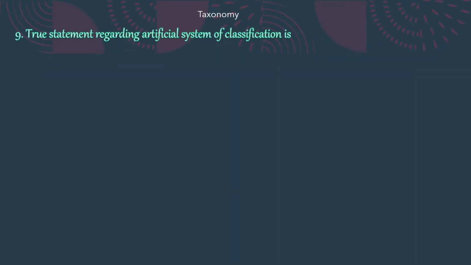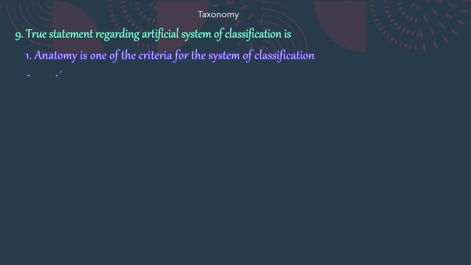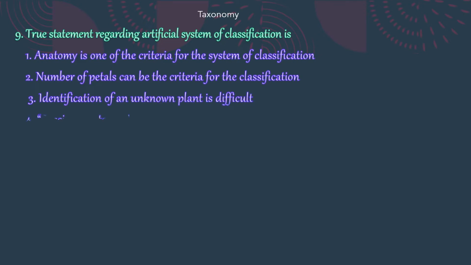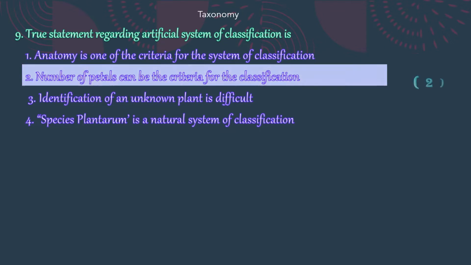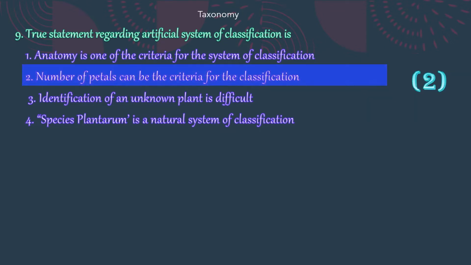True statement regarding artificial system of classification is: anatomy is one of the criteria for the system of classification. Option 2, number of petals can be the criteria of the class for the classification. Option 3, identification of an unknown plant is difficult. Option 4, Species Plantarum is natural system of classification. The answer is 2. Number of petals can be the criteria for the classification.